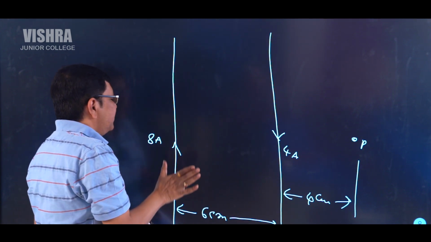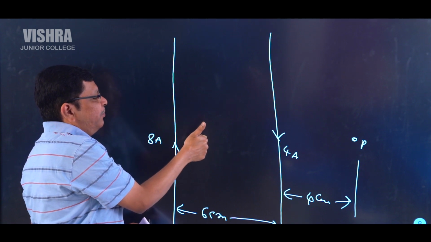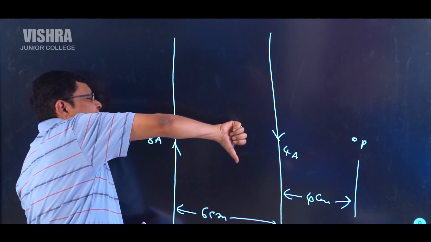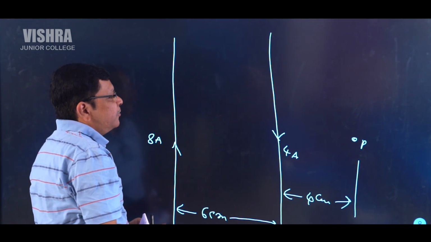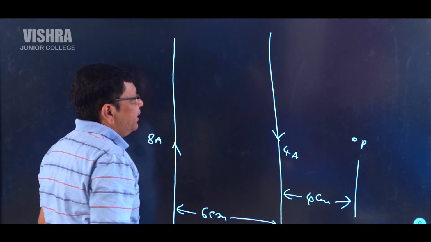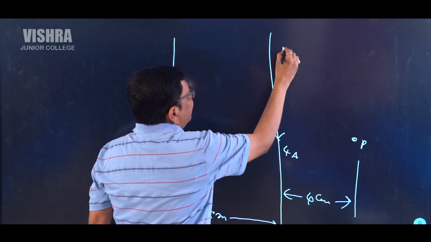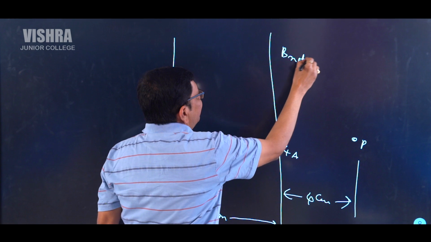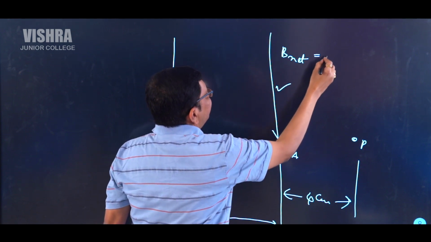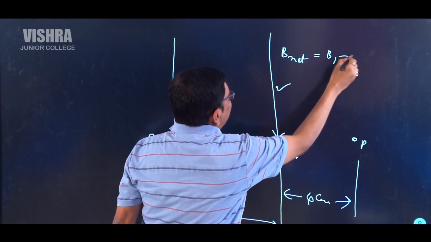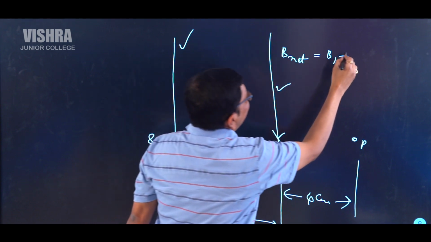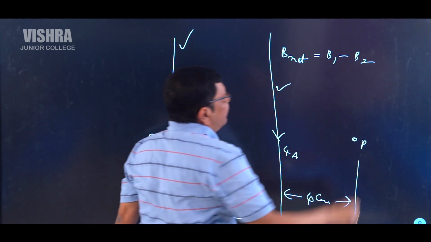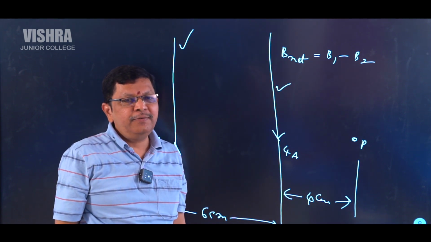Now the question is, find the net magnetic field intensity at point P, that is the magnetic field induction strength. Due to the first wire, the magnetic field will be inside. Due to the second wire, the magnetic field will be outside. So when both vectors are in opposite directions, the net magnetic field intensity will be, due to this wire, B1, and due to the second wire, B2. Let me go for the calculation of the magnitude.